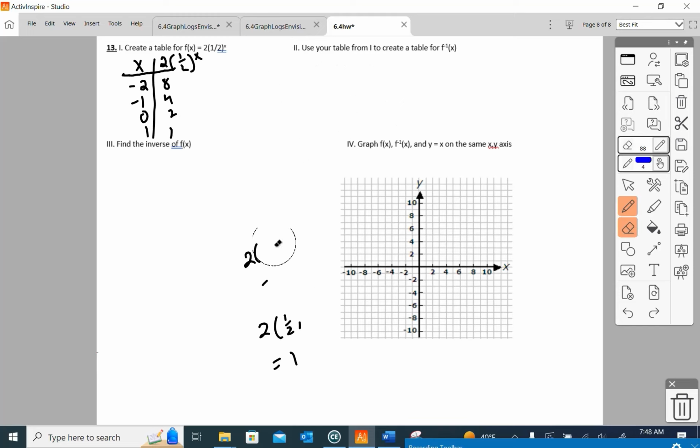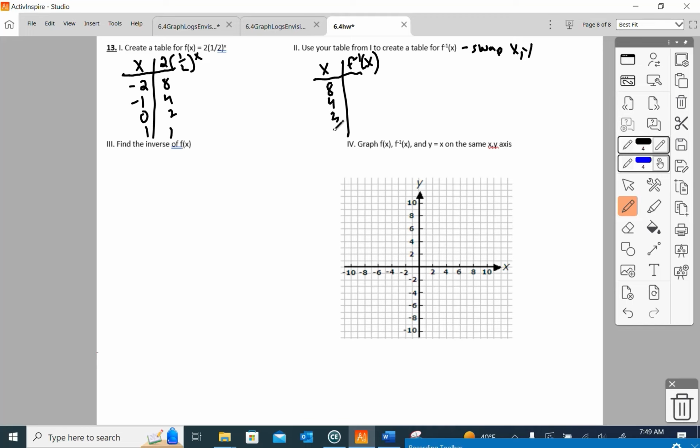All right, use your table from 1 to create a table for the inverse. For the inverse, you swap x and y. So in this table, we'll call this f to the negative first of x, because we actually haven't written it yet. The x's become 8, 4, 2, 1, and the y's become negative 2, negative 1, 0, 1. And this inverse is going to be a logarithm, because this was an exponential, and they are inverses. Step 3 is to actually find the inverse.